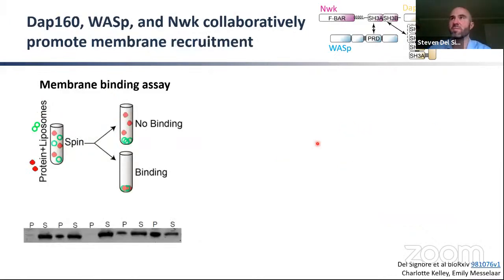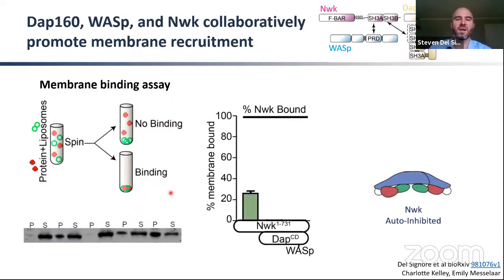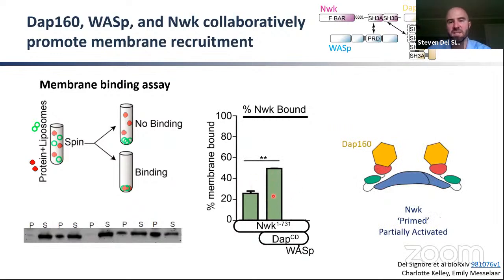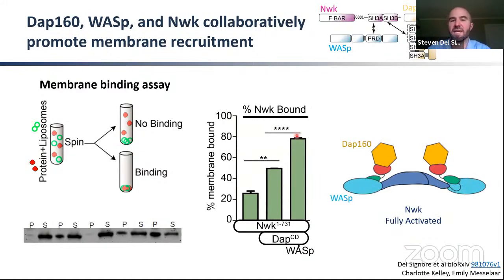Then we looked at the membrane binding directly using a liposome co-sedimentation assay. We just take purified protein and membrane, mix them together, spin it down and see what's stuck to the membrane. What you can see is that nervous rec alone binds membranes fairly poorly because it's autoinhibited. Adding DAP160 enhances membrane binding, but adding DAP160 and WASp increases binding even more, actually to a maximal level. This is the same degree of binding as the uninhibited BAR domain alone, suggesting that when the proteins are all together, they're driving maximal membrane recruitment.